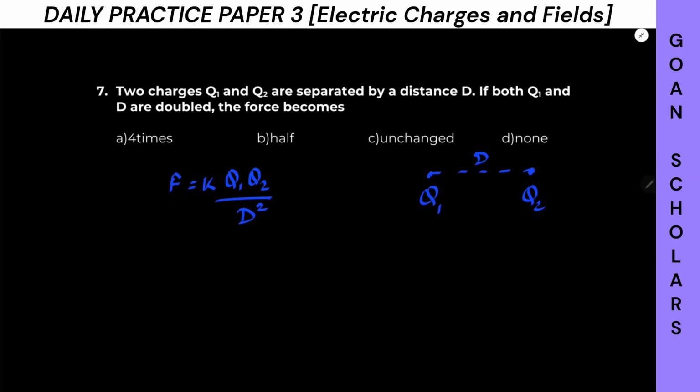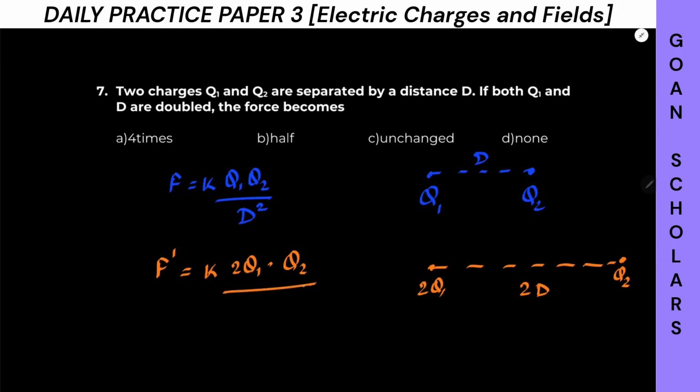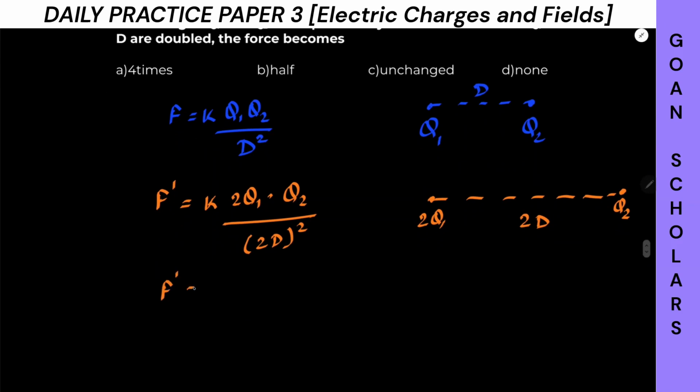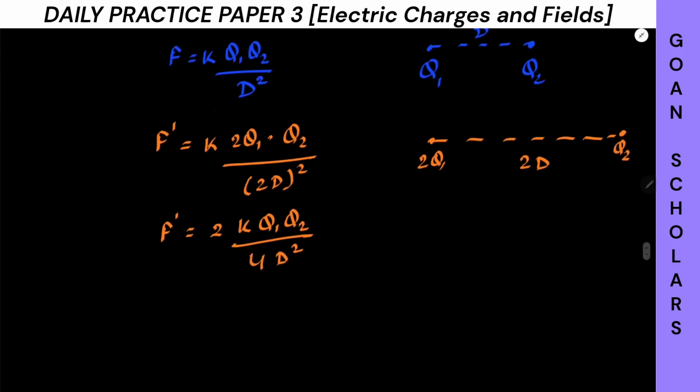Now they are saying that Q1 is getting doubled, which means it becomes 2Q1, and separation also becomes doubled, that is 2D. This will become Q2. What will be the new force? So let's call it F dash, that's the new force. That will be equal to K, new charge on Q1 into Q2, which still remains Q2, upon new separation square, which is (2D) square. So F dash is equal to 2K Q1 Q2 upon 4D square. When you cancel 2 and 4, 1 by 2.